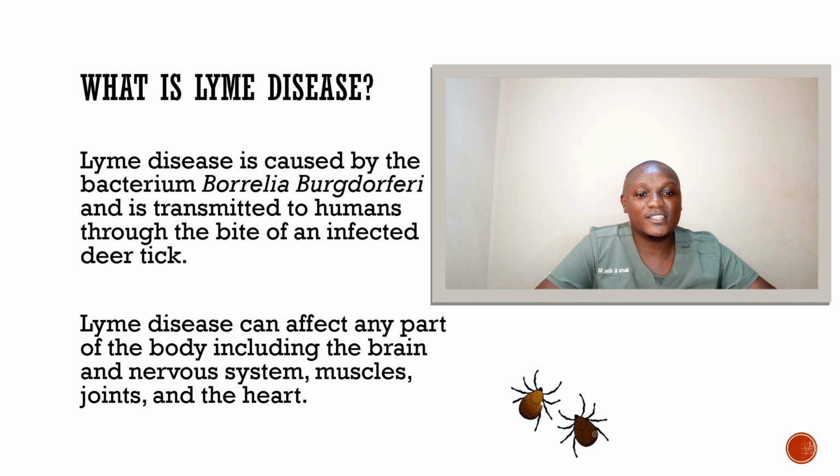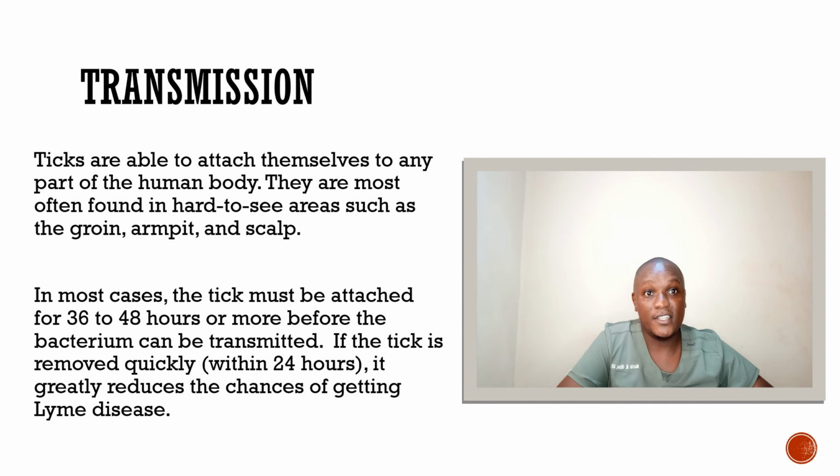Lyme disease is caused by a bacterium known as Borrelia burgdorferi, and is transmitted to humans through the bite of an infected deer tick. There are some people who don't know what a tick looks like. So when we are talking about Lyme disease, that is a tick. Two ticks, they are down there on your slide. Lyme disease can affect any part of the body, including the brain and the nervous system, the muscles, the joints, and the heart.